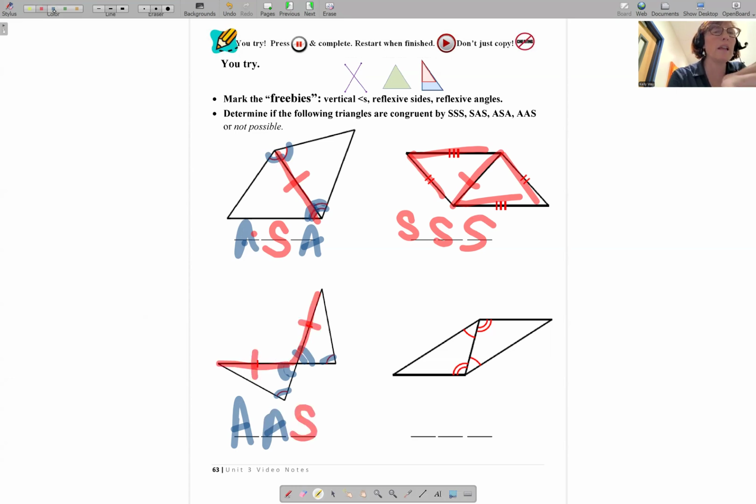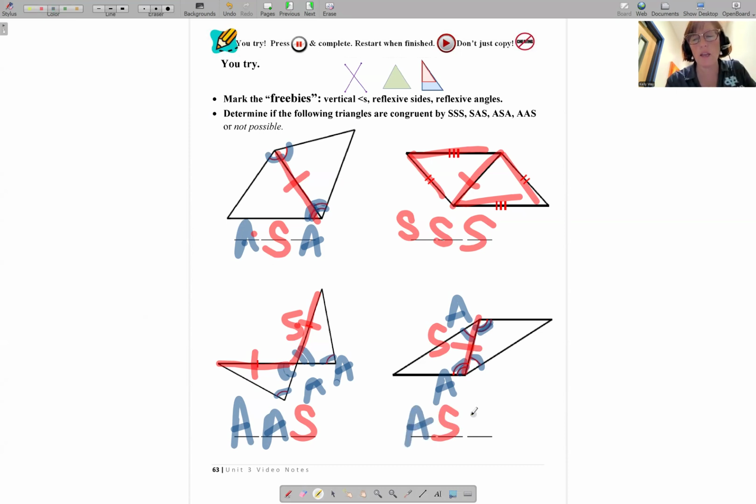So that one reads angle, angle, side, angle, angle, side. This one, we have a pair of angles, and we have another pair of angles, and we have a side sandwiched between. So this one is, or should have been, angle, side, angle. Big star smiley if you got that right. If you got something wrong, write yourself a note. What do you want to remember?